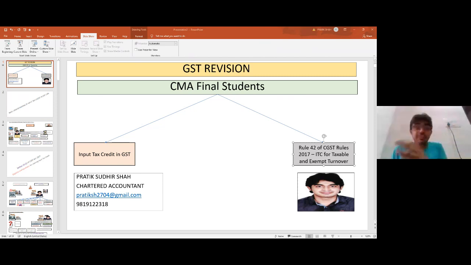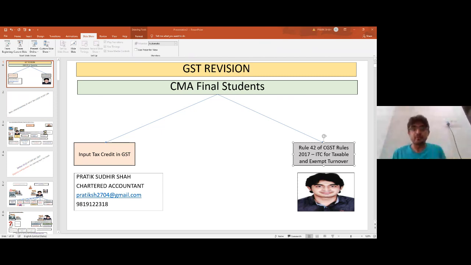It is useful for Inter as well as Final, but for Final it is very useful. So for CMA Final students, first I will explain the basics of ITC, the block credit, etc. And then we will understand Rule 42 of the CGST Rules. The lecture is normally 1 hour, but I requested the Institute to allow me till 6:15 or 6:30. So if time permits, I will also touch upon capital goods, etc. Clear? So without wasting any time, let us begin today's topic.